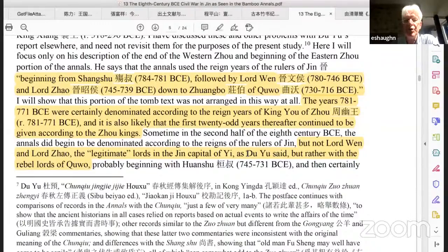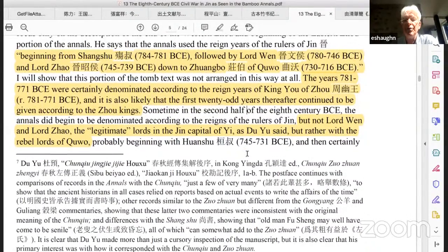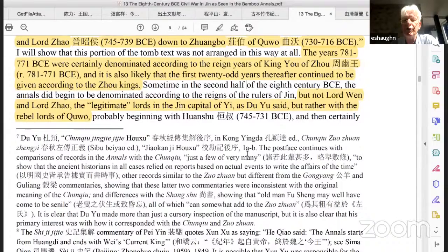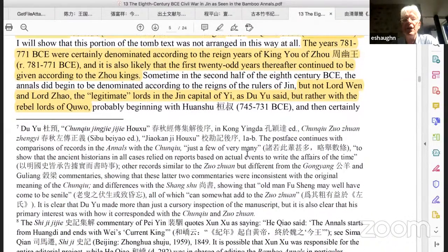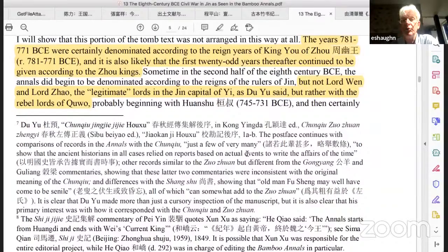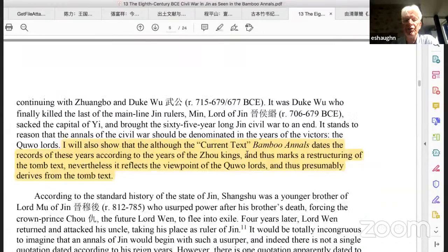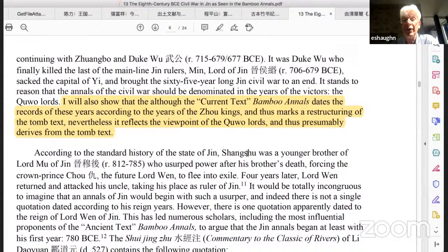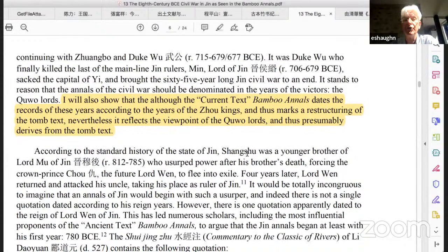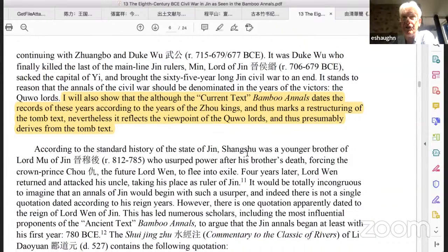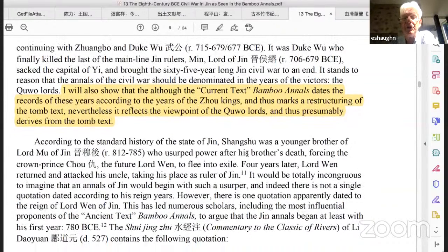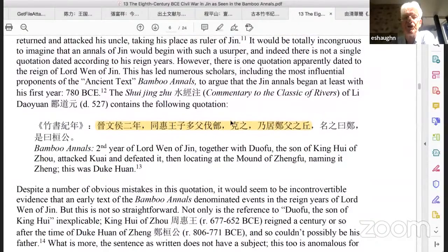Now, even though Du Yu has said that the entries in the Zhushu jinian for Jin begin with Wen Hou, in fact, if we look at quotations of the Zhushu jinian, so what is normally called the Guban Zhushu jinian, we find that there are quotations that are dated to Pingwang's reign. And I'm going to look at those first and then come back to this perhaps.